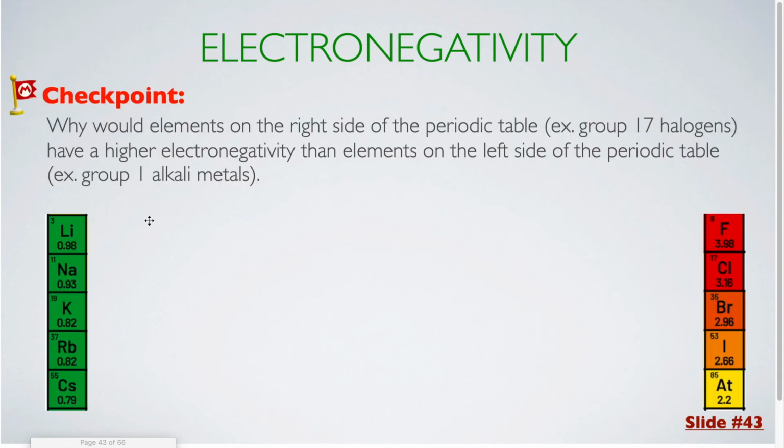Why would elements on the right side of the periodic table, such as the halogens, have a higher electronegativity as opposed to elements on the left side of the periodic table, such as the alkali metals? Well, if we think about the elements on the left side of the periodic table, they all have one valence electron, and these elements have 7 valence electrons because they're in group 17 or 7A.